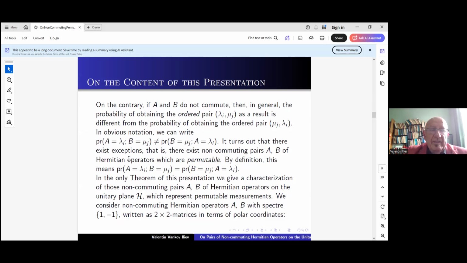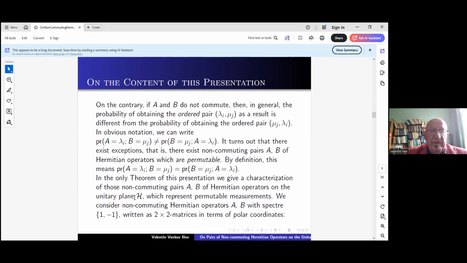And there exist non-commuting pairs A and B of Hermitian operators which are permutable. Permutable by definition means that these probabilities are equal, so the result doesn't depend on the order of taking those measurements. And we have a theorem here in this presentation, a characterization of those non-commuting pairs A, B of Hermitian operators on the unitary plane.